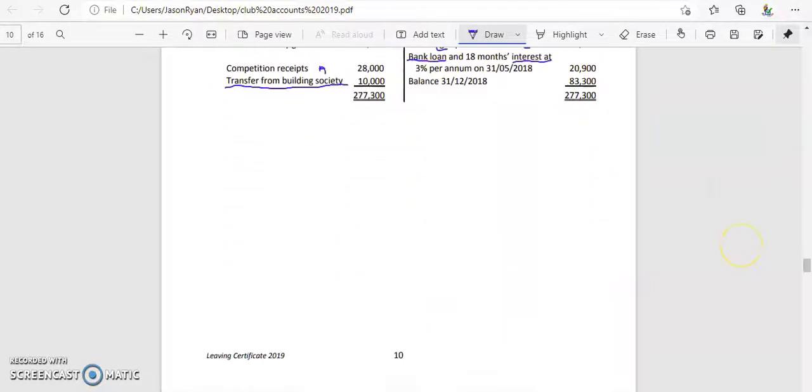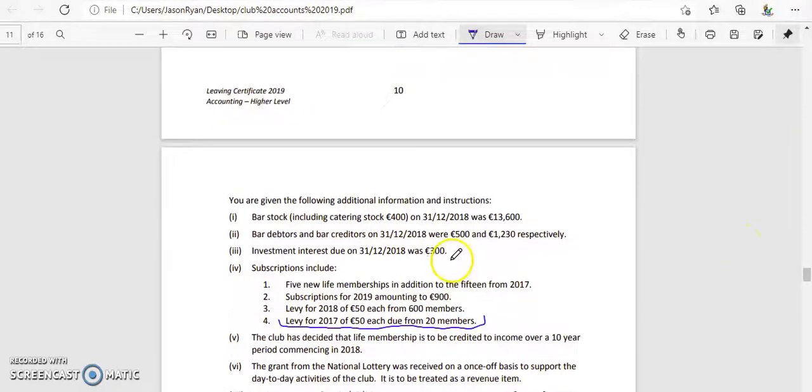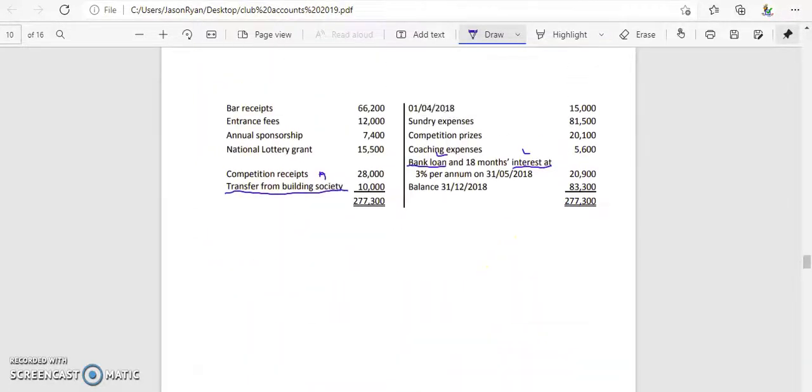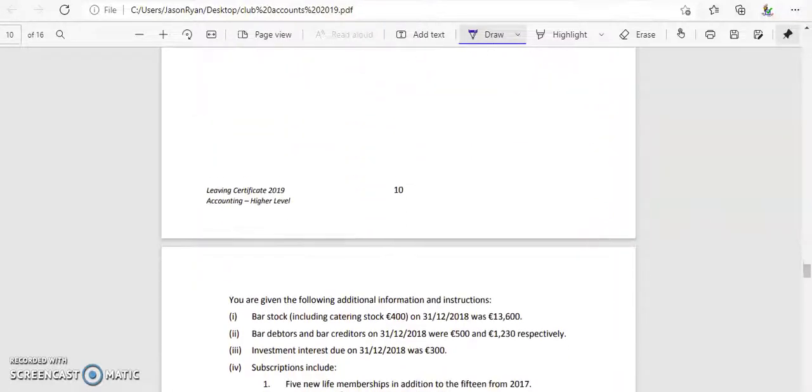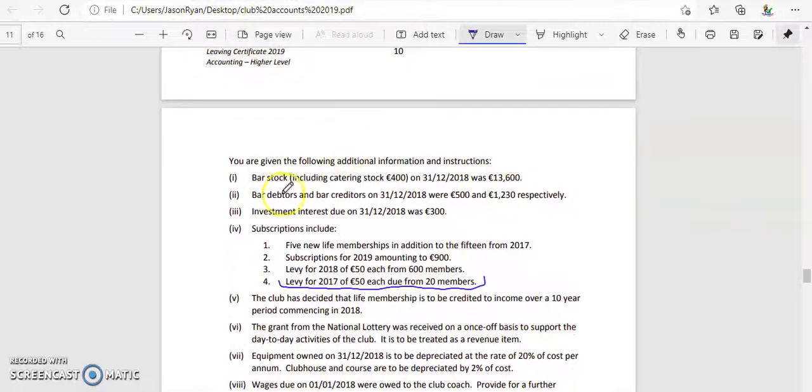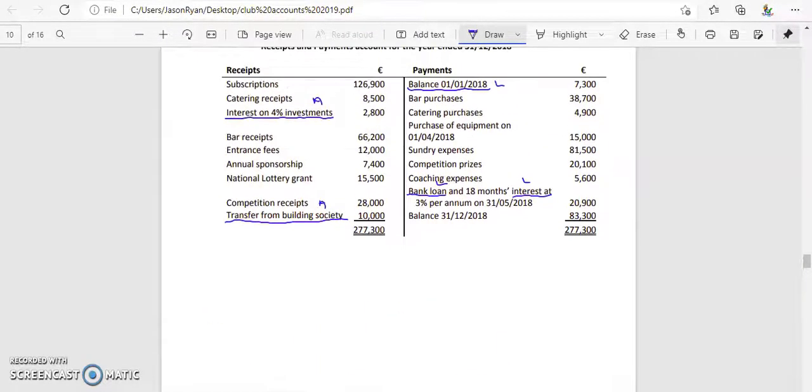And then do we have any bar creditors at the end of the year? Bar creditors at the end of the year of 1,223. So we must have bought stuff from them, so that's going to be extra purchases that we have. That's going to increase our credit purchases. And from that then we're going to take away our bar closing stock. We've got bar closing stock, which includes catering stock of 400. So we need to take that 400 out and just have our bar closing stock itself. That catering stock will probably be used later on when we come to our catering purchases.